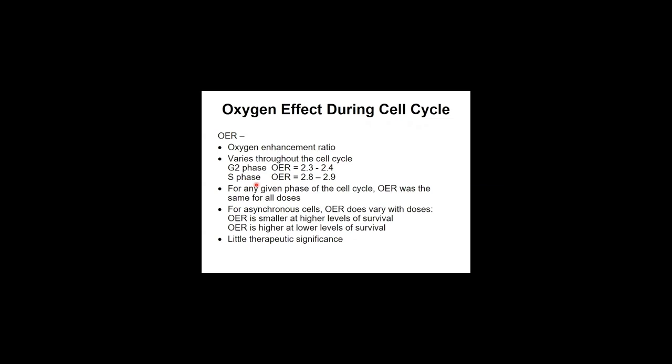And we saw this in the cell cycle, in the survival curves, but there is an oxygen effect. And the oxygen effect is going to be discussed heavily in the section on reoxygenation. But I want to mention it here only so that you've seen this. The point is that there is an oxygen enhancement ratio that we'll talk about later. But what that means is that during G2 phase of the cell cycle, you need about 2.3 to 2.4 times the dose in hypoxic cells to do the same damage as that dose would do in oxic cells.